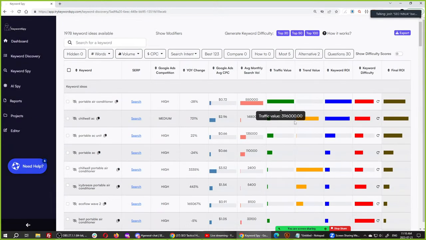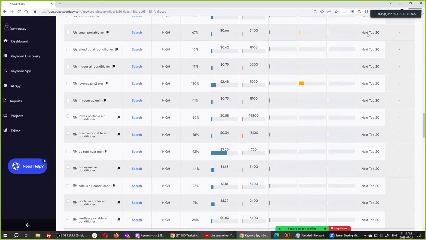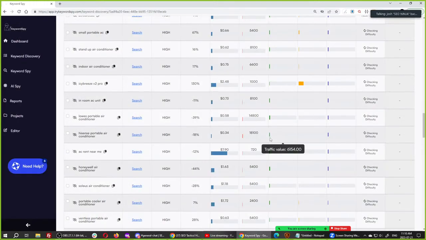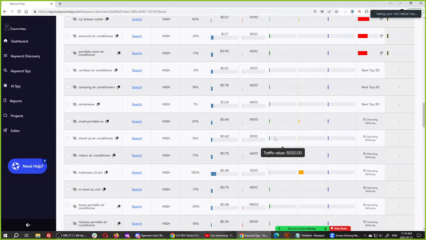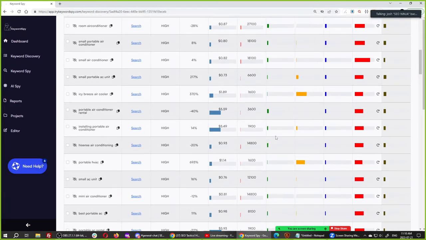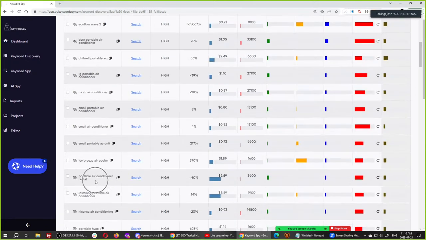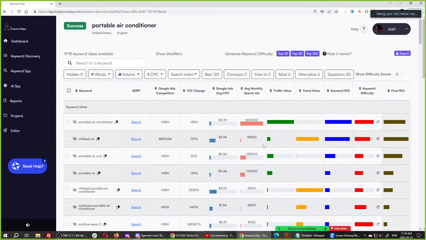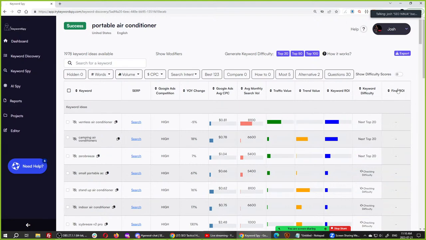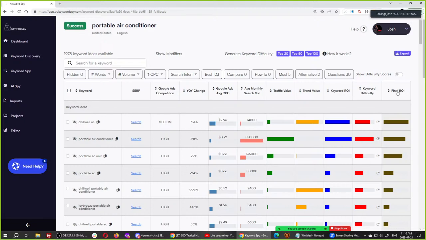Then once you have all that, you can just do the next 20 here. You can get a lot of information. It'll check the difficulty. It shouldn't take that long. Once you've got that information on this portable air conditioner site, you're going to find a lot of different keywords you didn't think of ranking for before, due to the various metrics, including the keyword difficulty. You multiply the keyword ROI times the easier keyword difficulty to get the final ROI. So I will sort it by the final ROI, and these are the most lucrative keywords you can go for, because they are the easiest times the most lucrative.